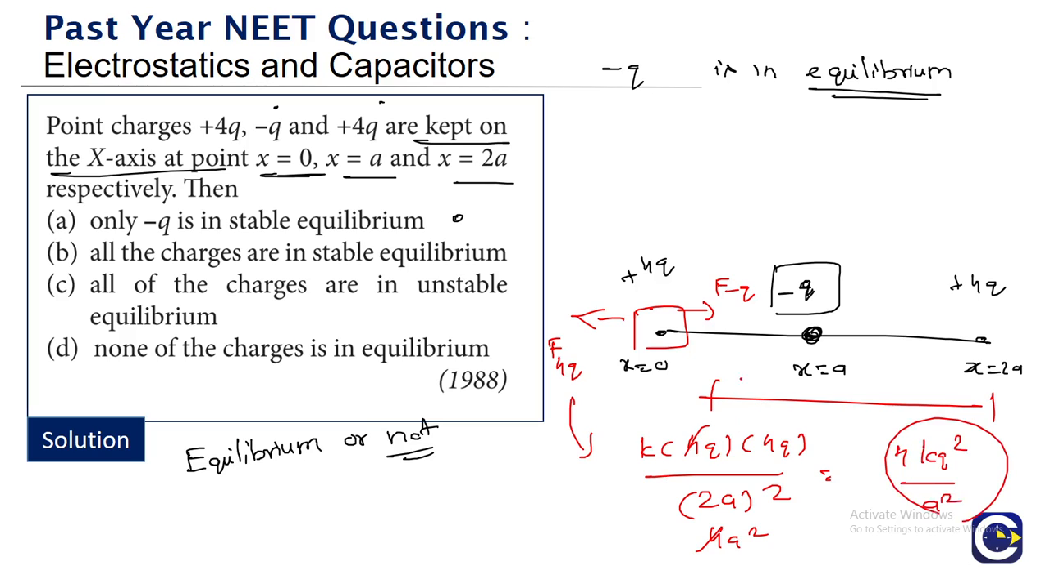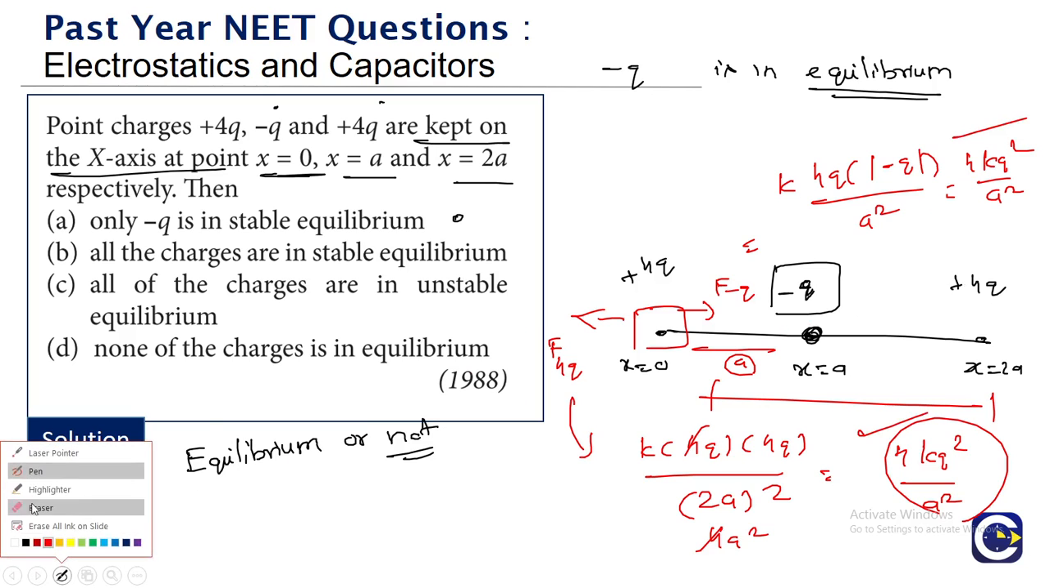What about the force because of the minus q charge? The distance between them is a. K into 4q into modulus of minus q divided by a square. That is 4kq square by a square. We see here both these forces acting on the 4q charge have equal value but exactly opposite direction. Both of them are 4kq square by a square. So they will cancel each other. As a result, the total force acting on the 4q charge will be 0.